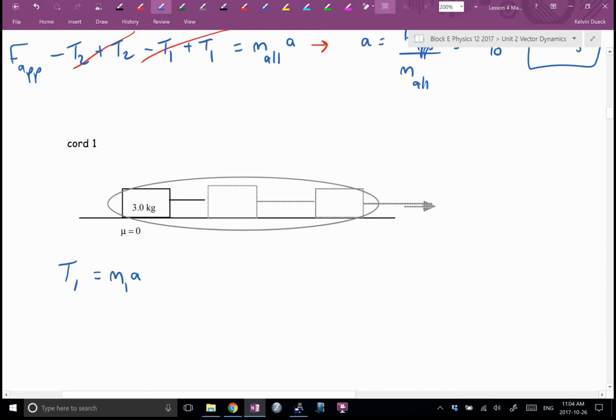Hey, what was mass 1? 3. What was the acceleration? 2. Please tell me you can do that one in your head. 6. And I'll go 6.0. And it's a tension. What are the units for tension? Yep.